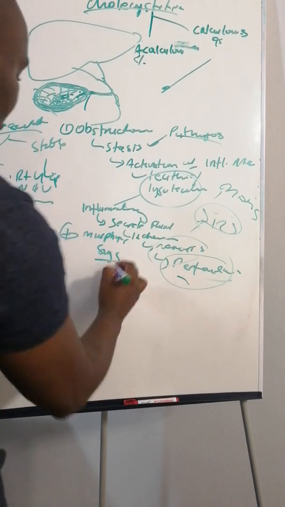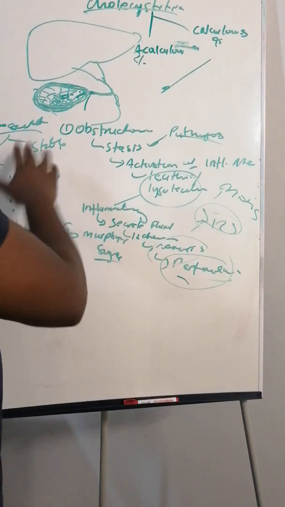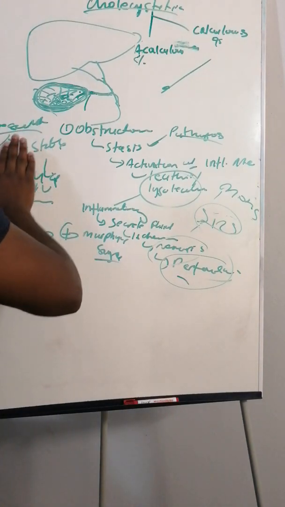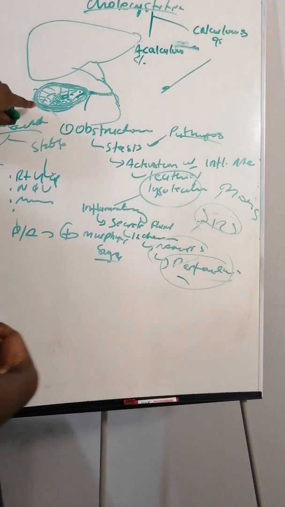You'll have a positive Murphy's sign here. And what is a positive Murphy's sign? When you ask a patient to inspirate, and then you try and slide your hand under their costal margin, you will be able to feel a distended bladder.